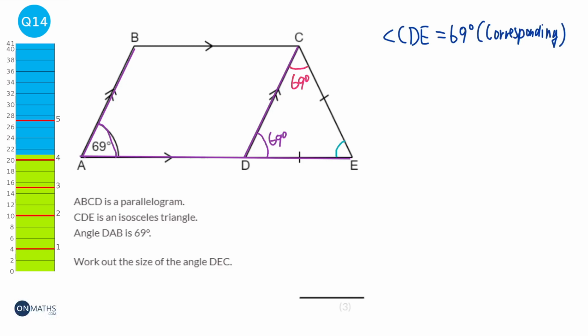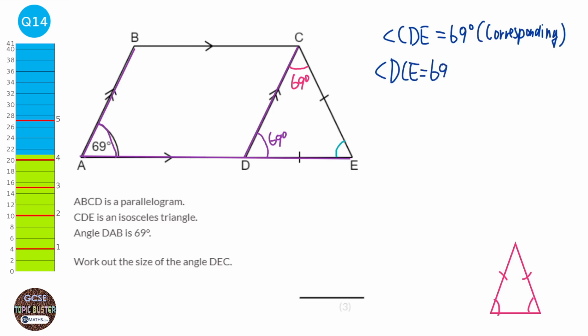If I know that CDE is 69, I also know that this angle here is 69 because they're the bottom two angles in a triangle. When an isosceles triangle is the right way up, the bottom two angles are equal, although the isosceles triangle is on its side here. We need to write that down, so angle DCE equals 69 degrees, and this time it's because it's an isosceles triangle.